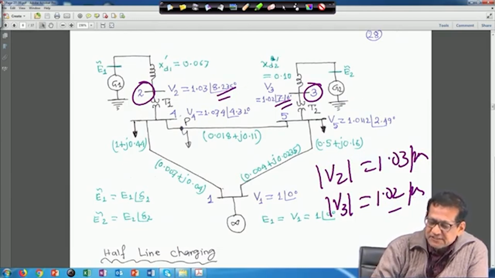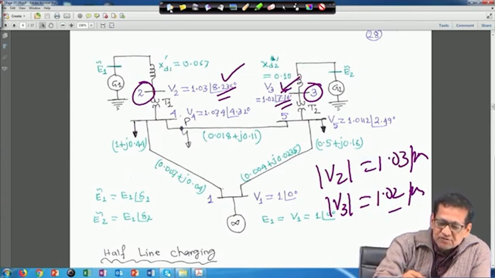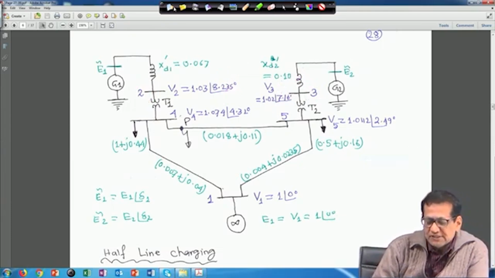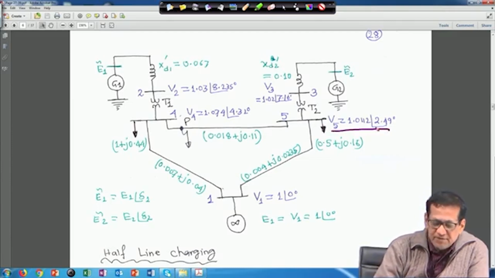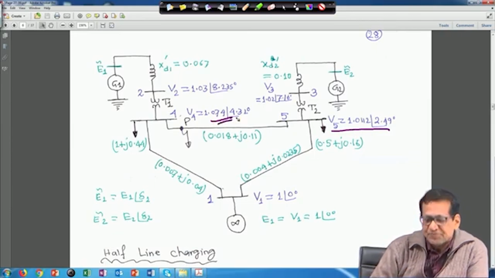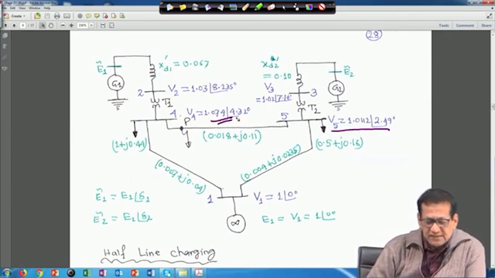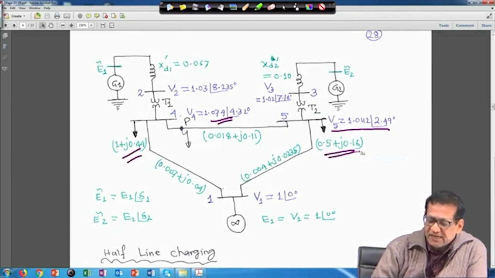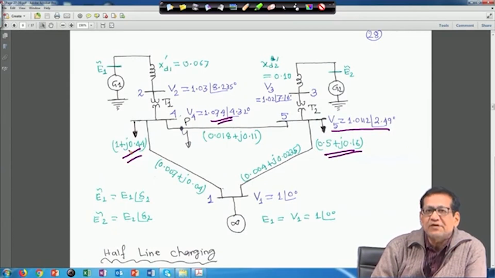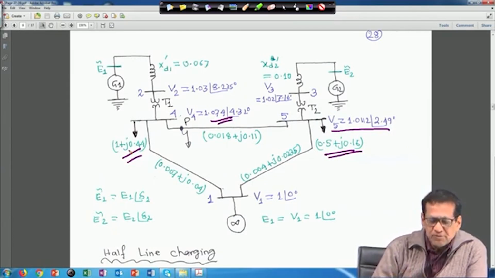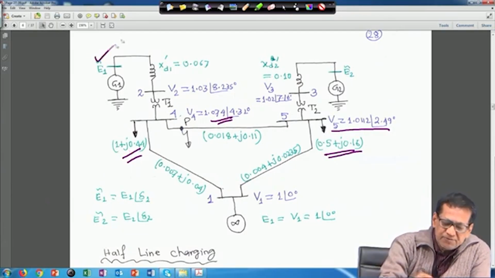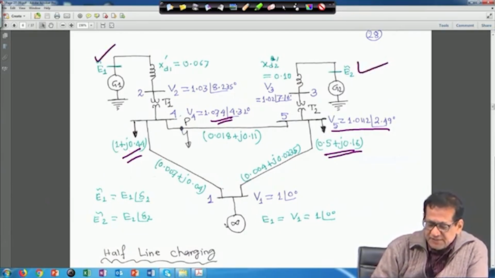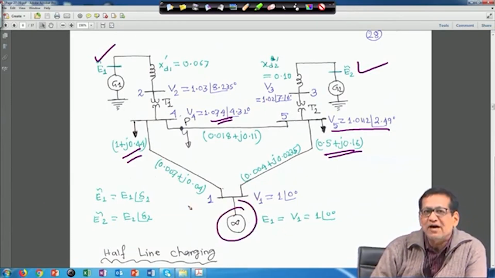Whatever angles are given here, this is from the load flow solution. All the load flow solutions are shown here, V5, V4, everything is shown here. Another point is that all the load powers are given, and we have to convert them to admittances. At the same time you have to compute E1 and E2, and this is a slack bus, shown by an infinite bus.